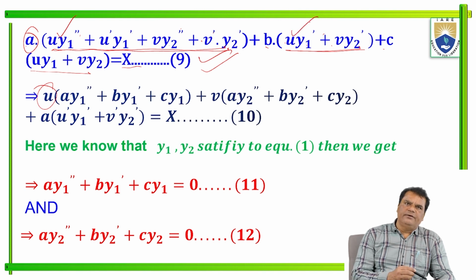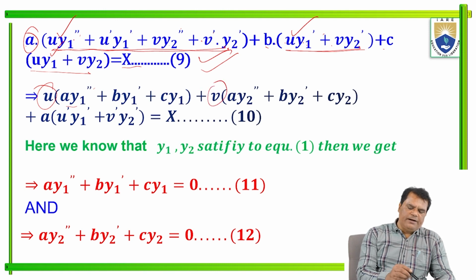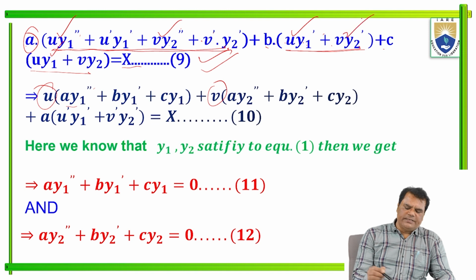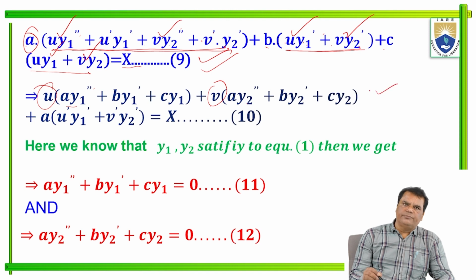Now this implies that we take u common in this term, this term and this term. So we write u times a y1 double dash plus b y1 dash plus c y1, plus next v common in each of these terms: v times a y2 double dash plus b y2 dash plus c y2, plus a common: u dash y1 dash plus v dash y2 dash, equal to x.